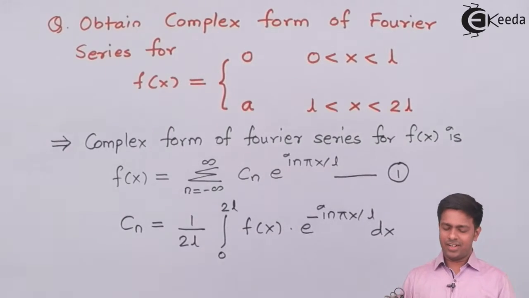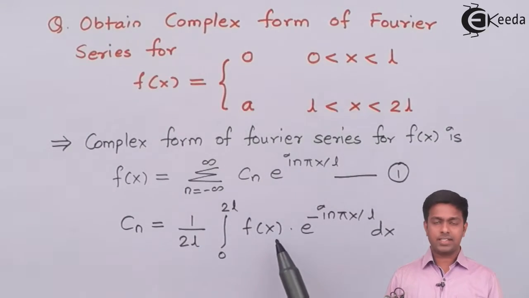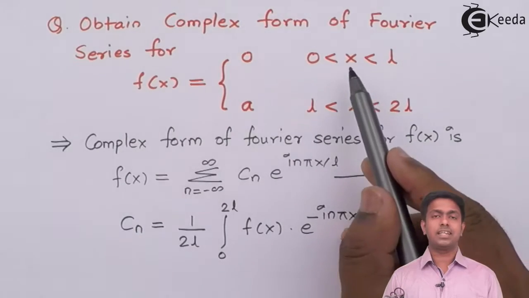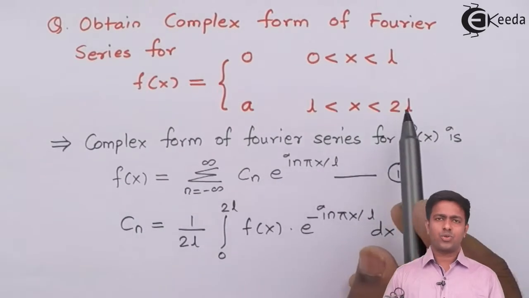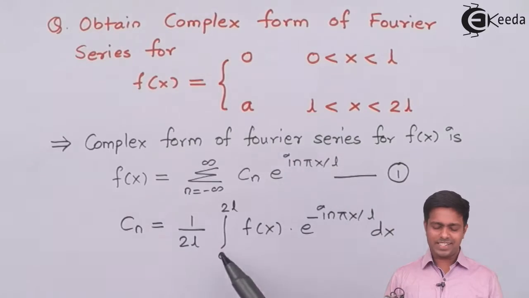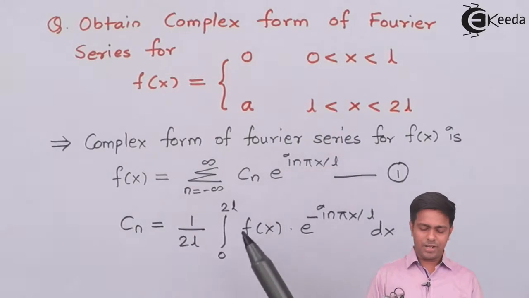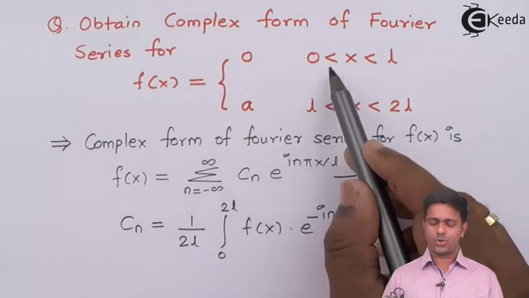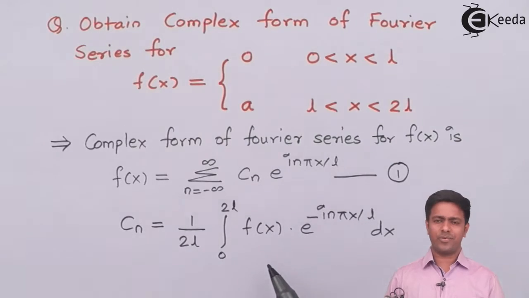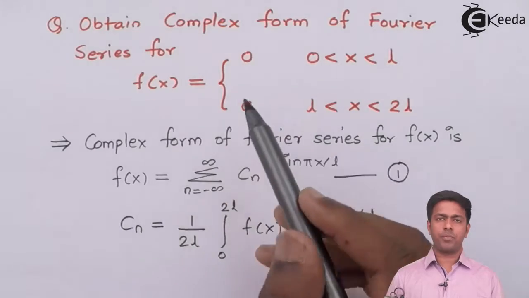Now guys, here f of x is given in two parts, that is 0 to L and L to 2L. So what we'll do is we will also divide this given range into two parts. So I'll make the first range as 0 to L and I'll make the second range or second interval as L to 2L, and we will take the respective value of f of x from here.